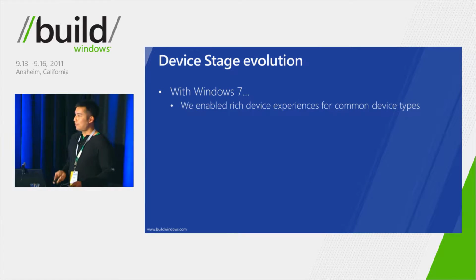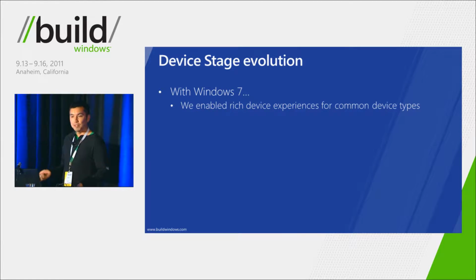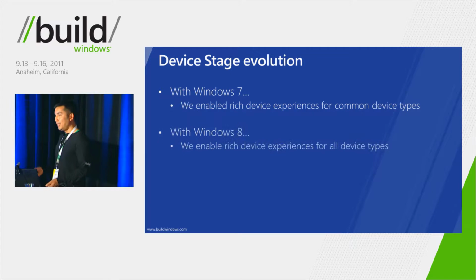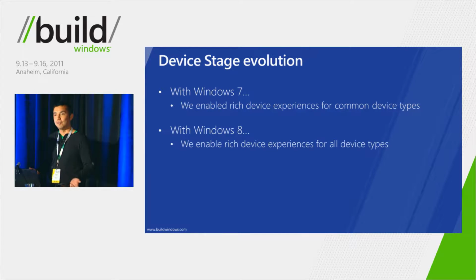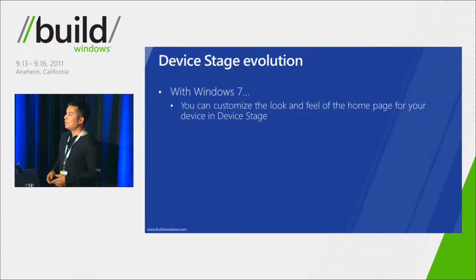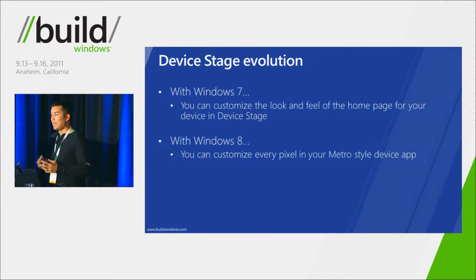So let's look at how we've evolved this. In Windows 7, we enabled rich device experiences for common device types. Device stage supported classes like printers and cameras. In Windows 8, we enable rich device experiences for all device types. All devices are eligible to have Metro-style device apps. It is up to you whether you create those apps and what those apps do. With Windows 7, you could customize the look and feel of the home page for your device in device stage. With Windows 8, you can customize every pixel with your Metro-style device app.